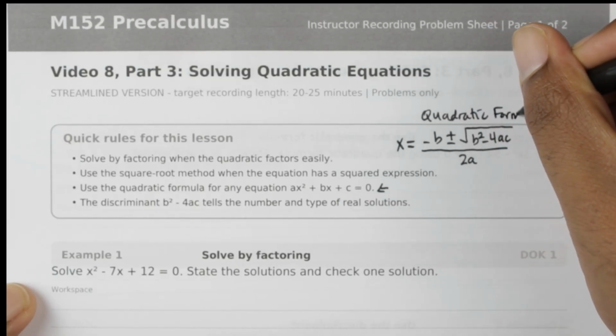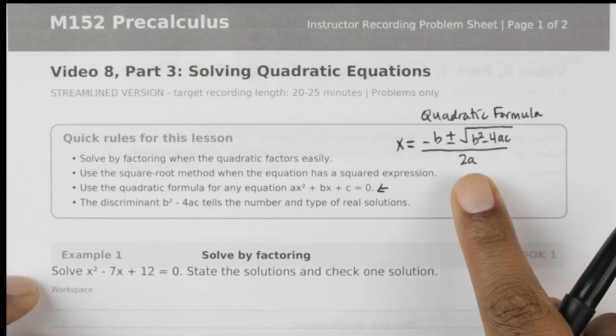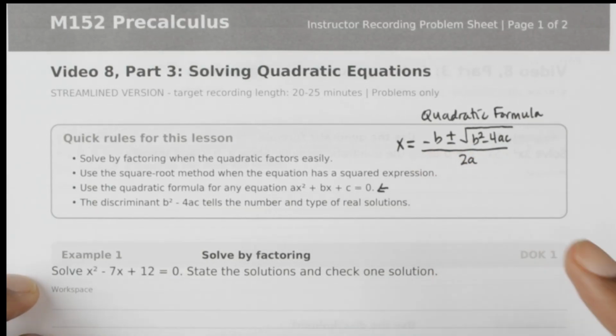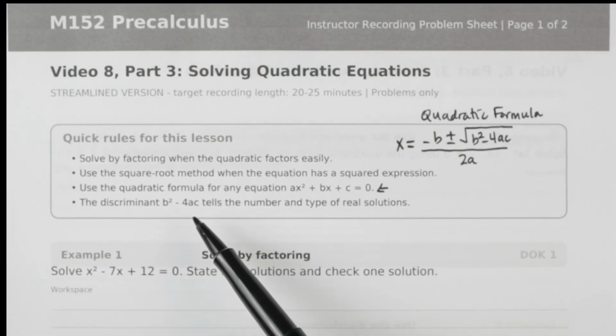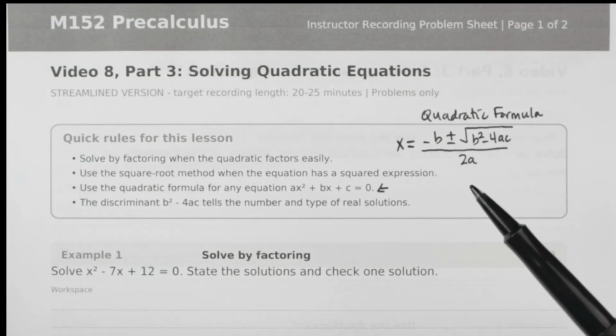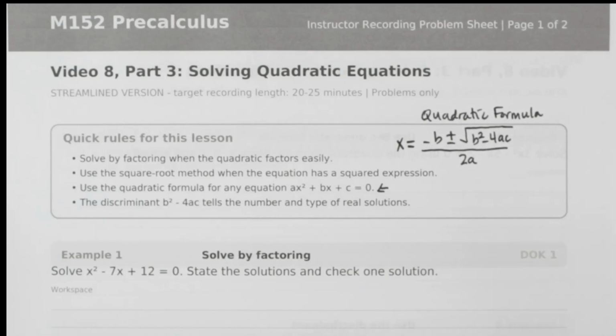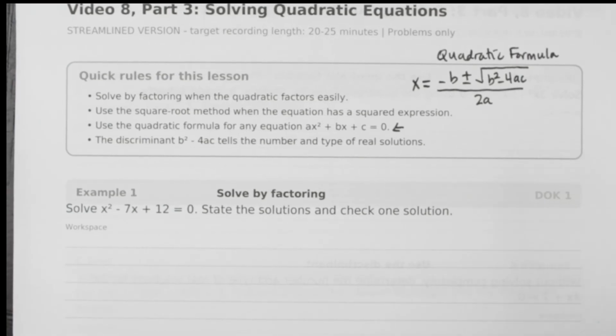Okay, so this is the quadratic formula. It's like a cookie cutter formula. If you know all of these, all you do is plug it in and solve it. It's really that simple. And then this is the discriminant. The discriminant tells the number and the type of real solutions. Let's go ahead and begin so that we can see how this applies in terms of algebra.